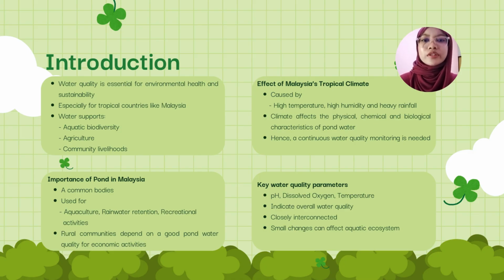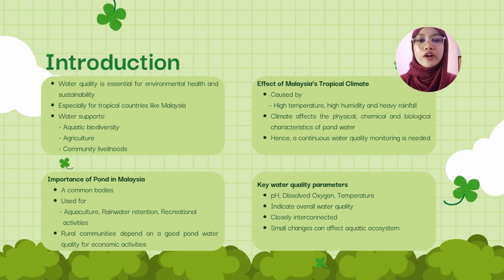So what is the importance of pond water in Malaysia? In Malaysia, ponds are common water bodies found in both rural and urban areas. They are widely used for aquaculture, irrigation, rainwater retention, and recreational activities. In rural areas, good pond water quality is essential to support fish farming and agriculture activities.